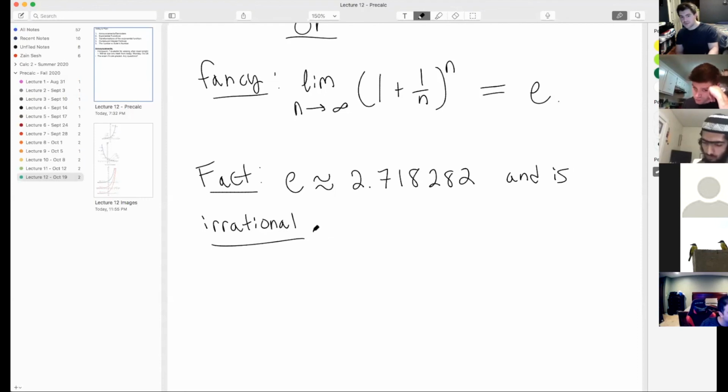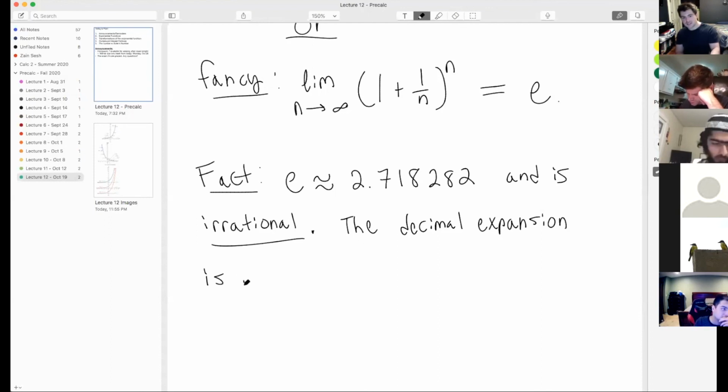Okay, what irrational means to us is that the decimal expansion is infinitely long and follows no pattern.